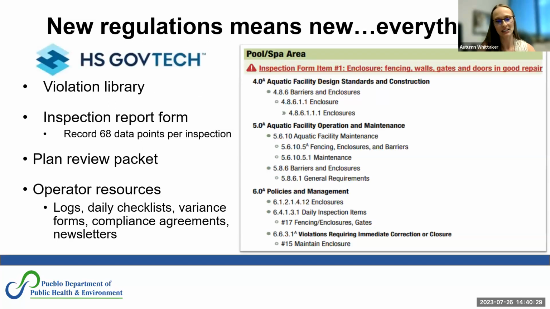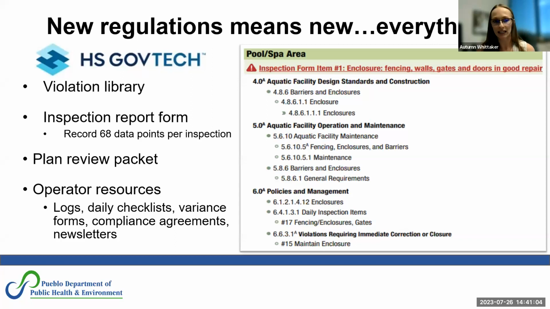So that kind of walks us into our challenges, which you would think after you get the adoption completed, you would think, oh, everything's going to be easy now, where our hard work is done. But new regulations really means a new everything. So that means a new violation library. We work with HS GovTech. They are our database management software system. That's where we store all of our inspection data. We had to work very closely with them to make a new violation library so we could include those new imminent health hazards or the code from the MAHC.